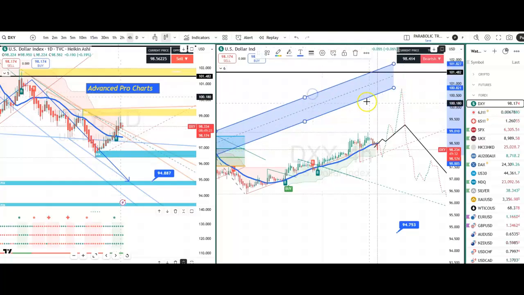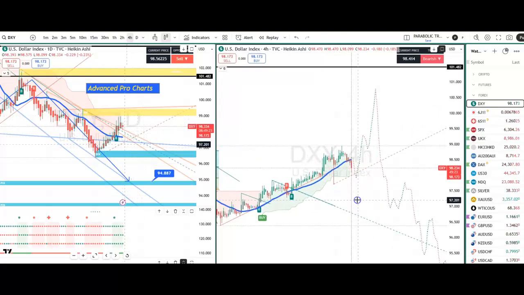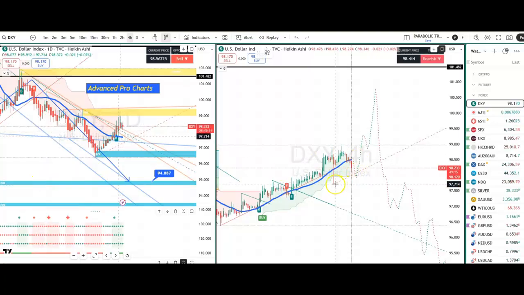Right, so we've got a new channel. Let me just get rid of that one. Hopefully you can see that. So we've got a new trend line automatically drawn on the Advanced Pro chart. So how we do this and how we deal with this, we just grab our parallel tool, top left, parallel channel, join up the dots. We've got a fresh channel.